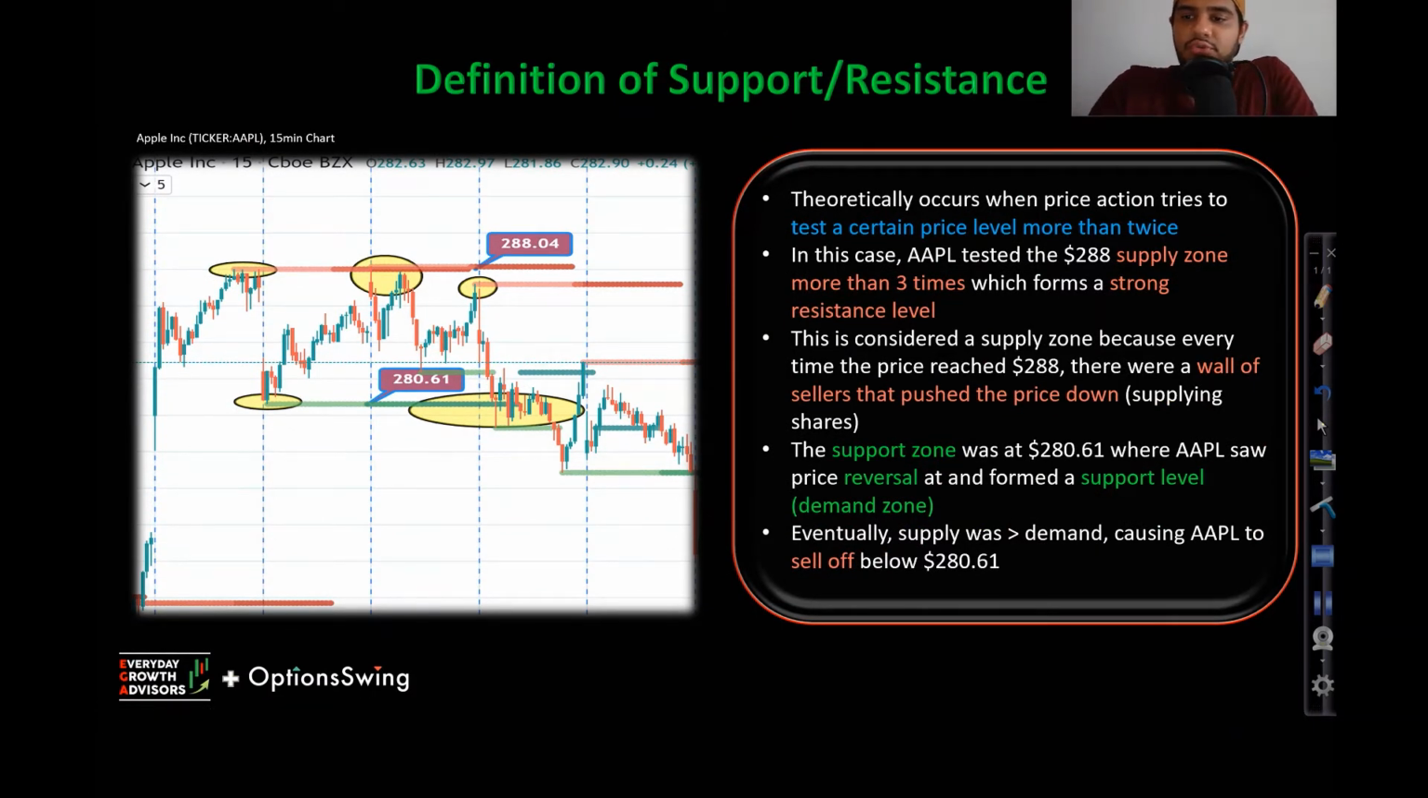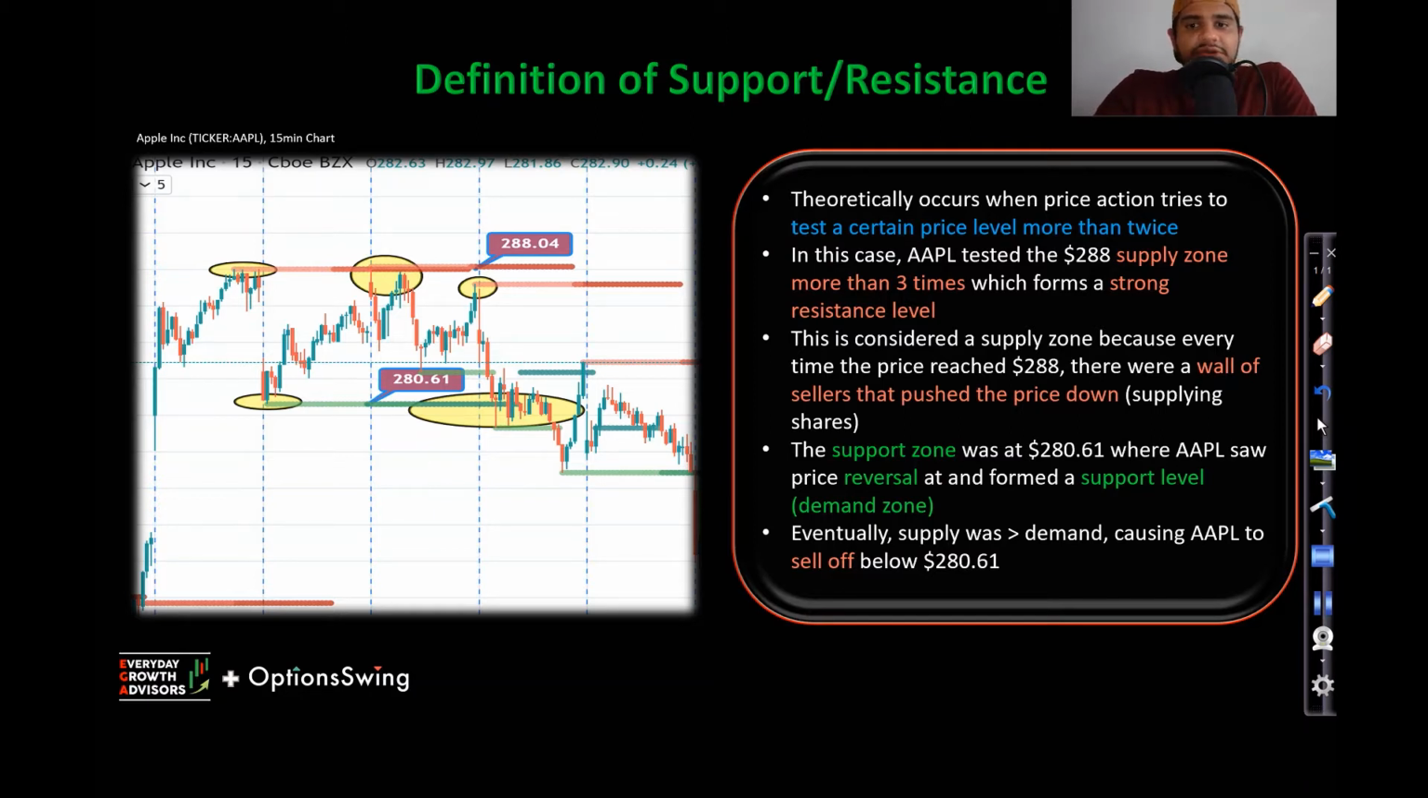And I just want to show you a theoretical way to look at it. A theoretical supply or demand zone occurs when the price action tests a certain level at least twice or more. So one time, two times, it has to be at least twice, and it becomes a resistance here, right? If it's at least twice down here, then this becomes a support. And the more times it touches that zone, the stronger a support or resistance zone it becomes.